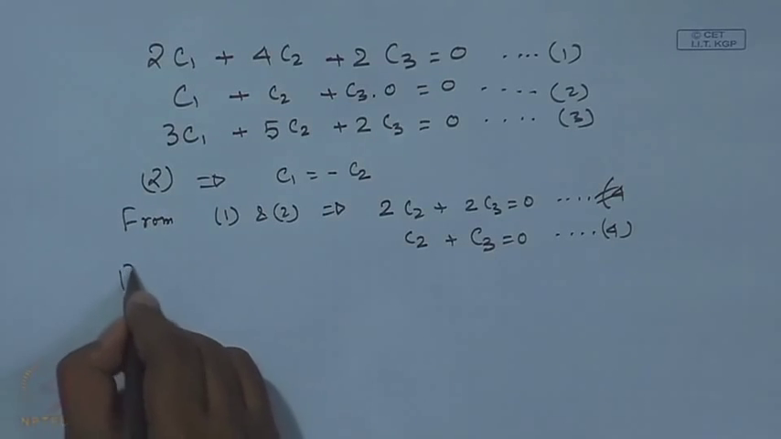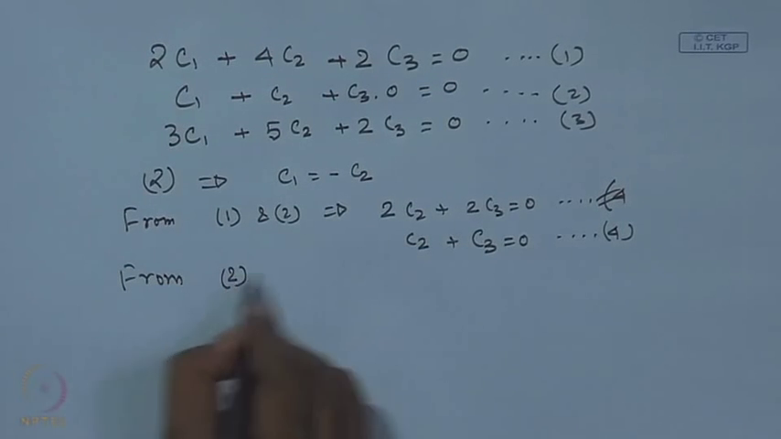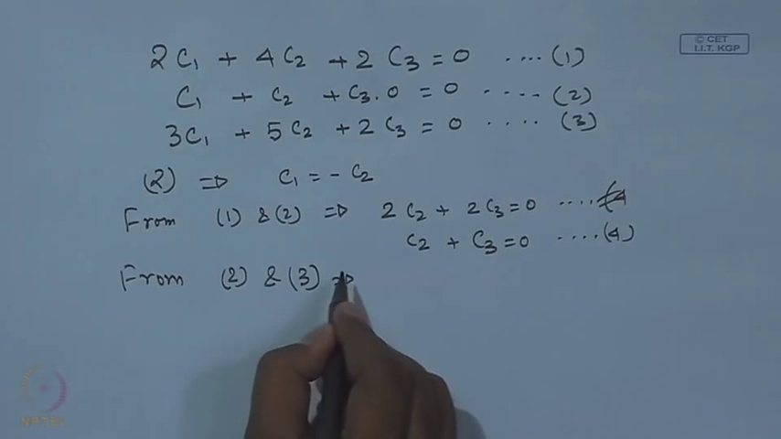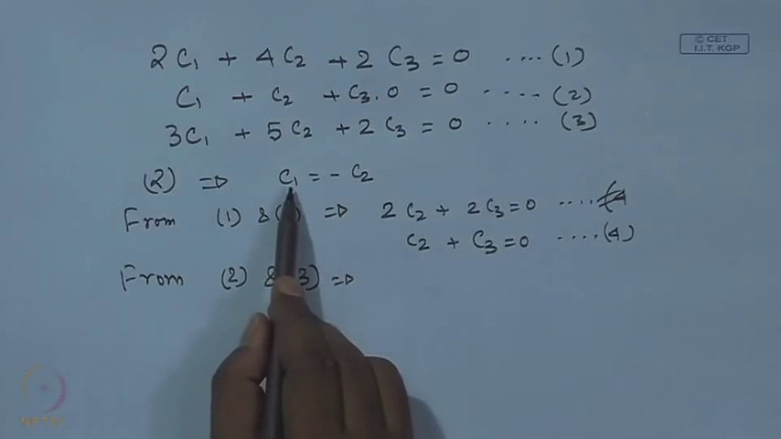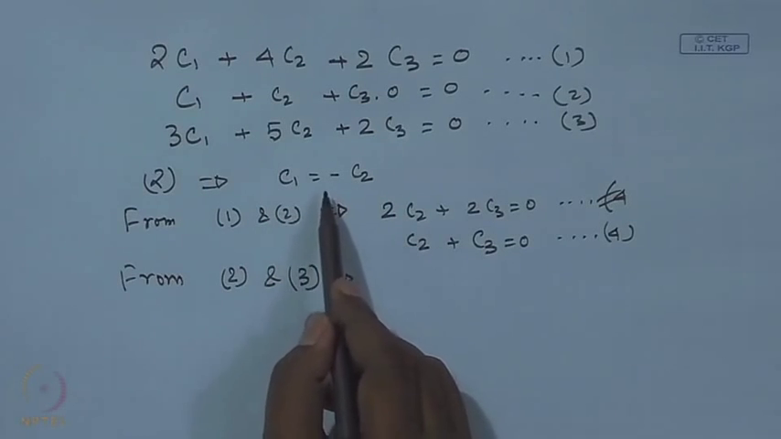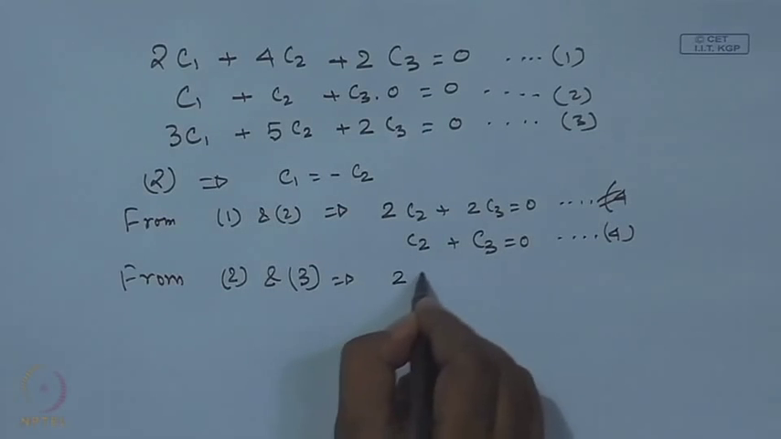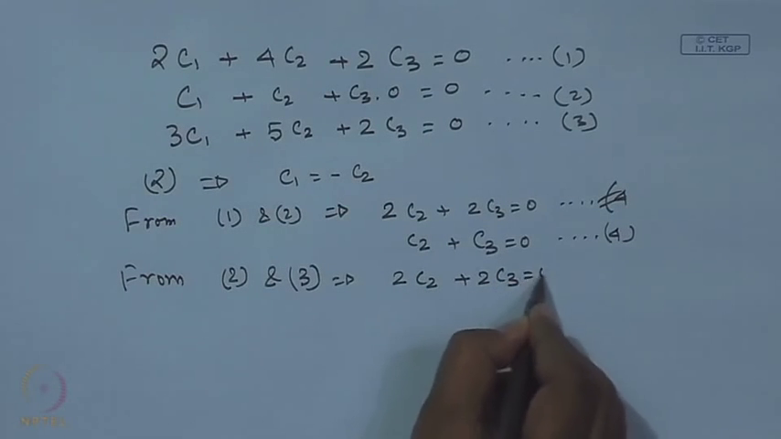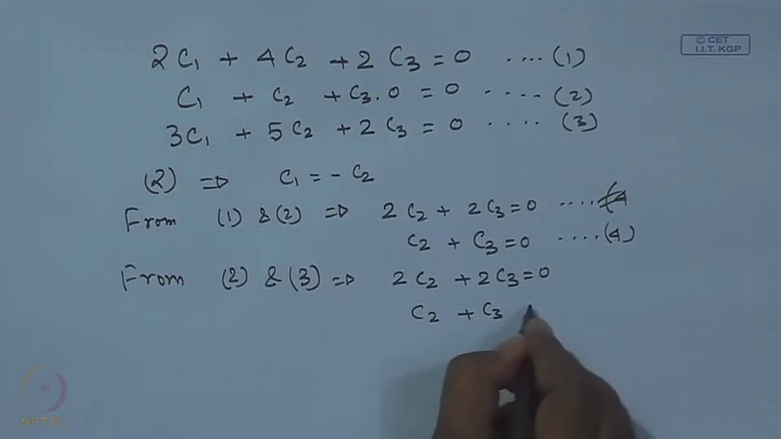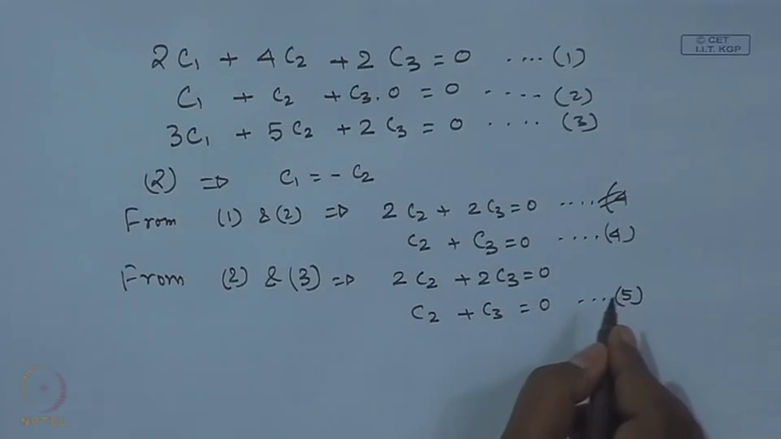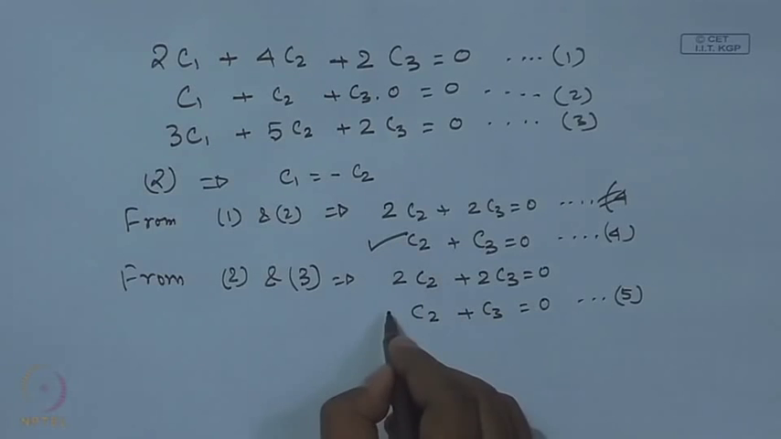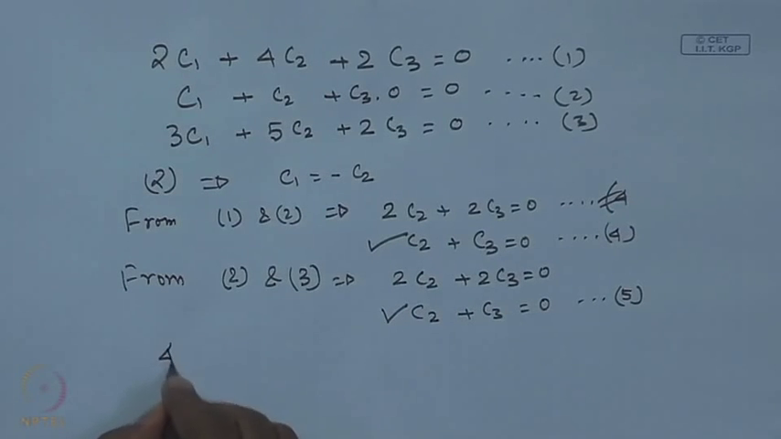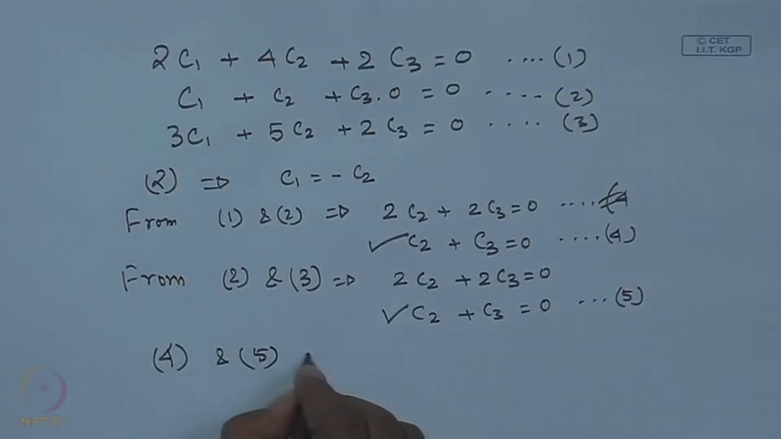Similarly, from equations 2 and 3, we express C1 in terms of C2 and substitute, so it will be minus 3C2, giving 2C2 plus 2C3 equal to 0. So C2 plus C3 equal to 0. This is equation number 5. Now you have 2 equations and 2 unknowns, but the point is that equations 4 and 5 are identical, and they represent an identity.